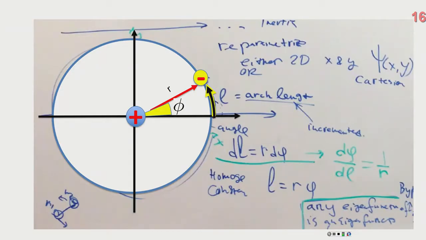So what is shown here? If we are speaking about an electron around a nucleus, here is the nucleus, here is the electron, here is the fixed distance, and here is the trajectory along which it moves. What is the independent variable?